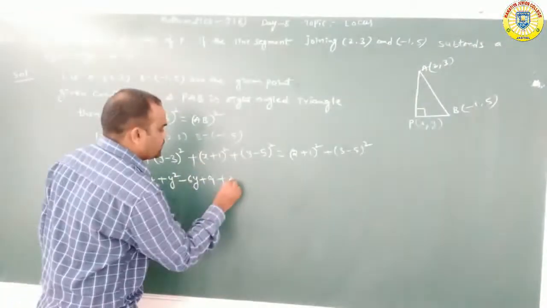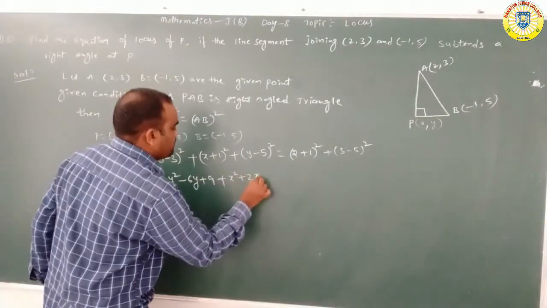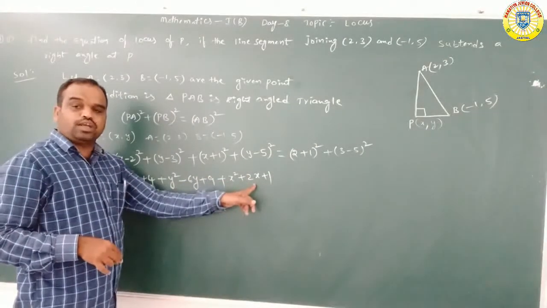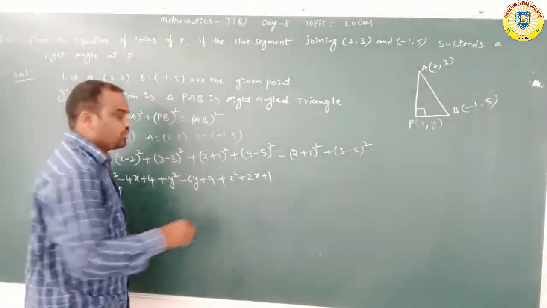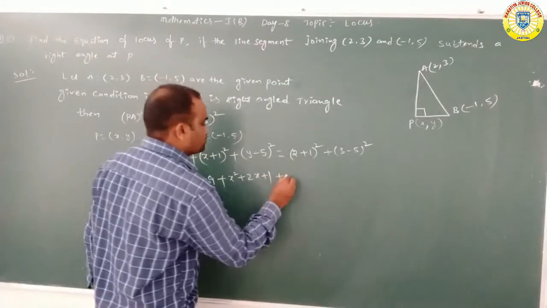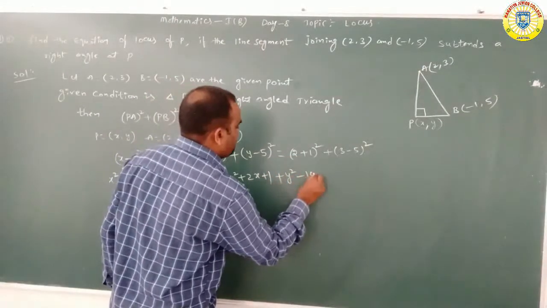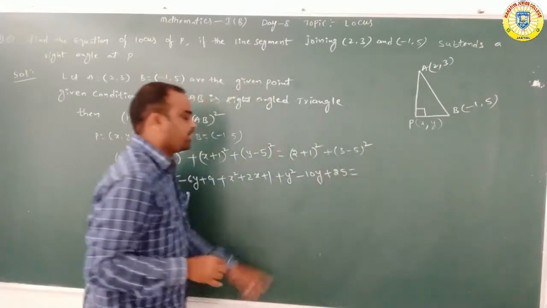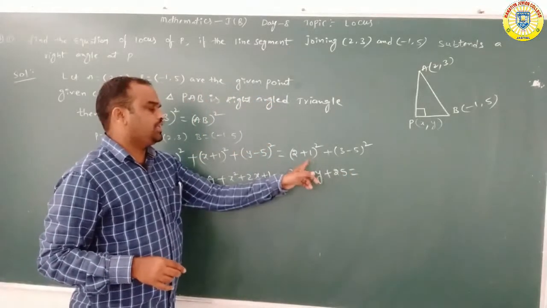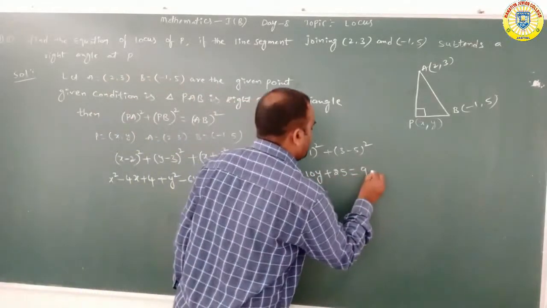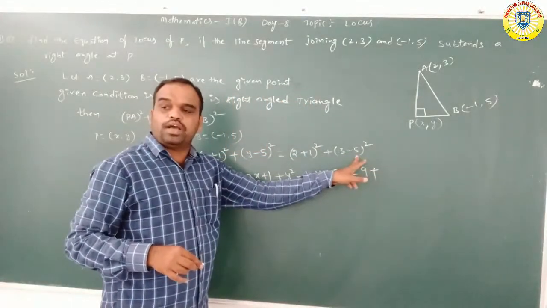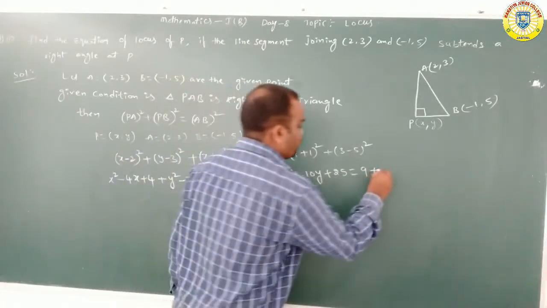(x + 1) whole square is equal to x square plus 2x plus 1. Okay now? a square plus 2ab plus b square. (y − 5) whole square is y square minus 10y plus 5 square, which is equal to 25. 2 plus 1, 3; 3 square is equal to 9. Plus 3 minus 5, minus 2. Minus 2 whole square, 4.